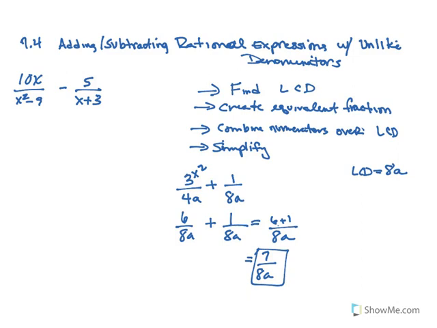10x over x squared minus 9 minus 5 over x plus 3. So first we need to find the least common denominator. So again, that's the second part of 7.3, which was at the beginning of this video. So what do we have to do to find the LCD? Well, I got to break everything down into factors. So x plus 3 is factored already. I can't do anything with that. But x squared minus 9 can factor into x plus 3 and x minus 3. So we're going to identify our LCD. So our LCD here would be x plus 3 and x minus 3. So I've accounted for all of my factors.